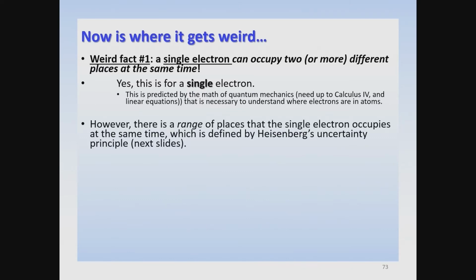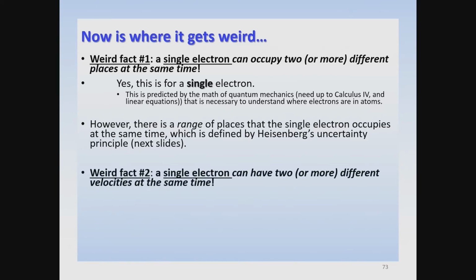One thing we're going to learn about now is that the mathematics of quantum mechanics predicts that even though you can find the electron in multiple places in the atom at the same time, there's really a limited range. And this range is defined by something called Heisenberg's uncertainty principle.